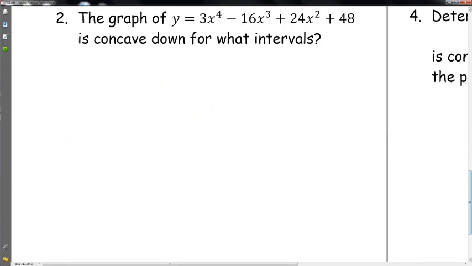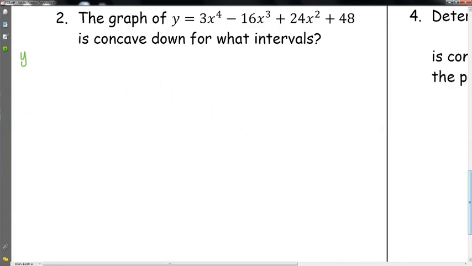Alright, number 2, the graph of y equals 3x to the 4th minus 16x to the 3rd plus 24x squared plus 48 is concave down for what intervals. Again, when we talk about concave down, it's where it almost looks like a negative parabola. Granted, that's not saying that it's not going to keep on continuing. I'm just saying where it looks like it's upside down.